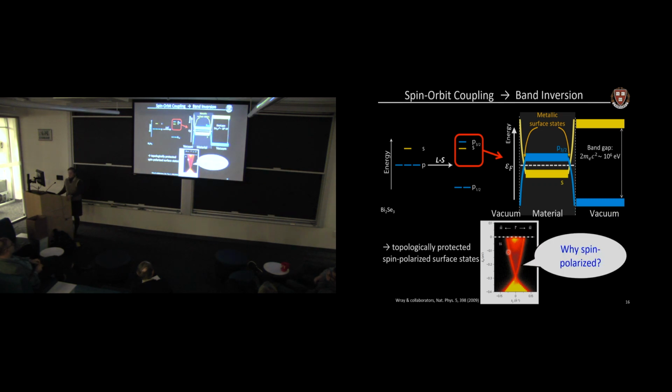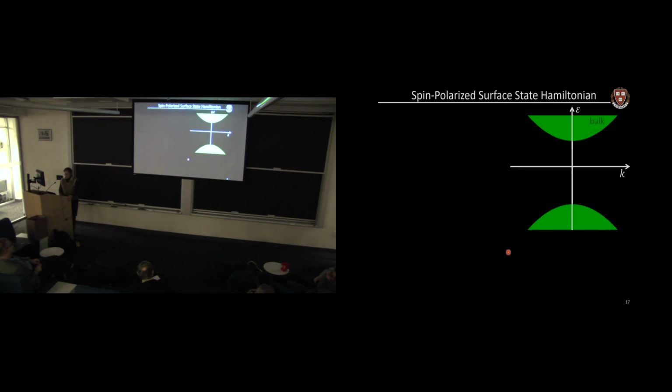So why are they spin-polarized? I'm going to tell you again in a sort of phenomenological Hamiltonian here. So let's say we have a gap in the density of states, and the Fermi level is sitting in the gap. So these are the bulk density of states of the material. This is a bulk gap.